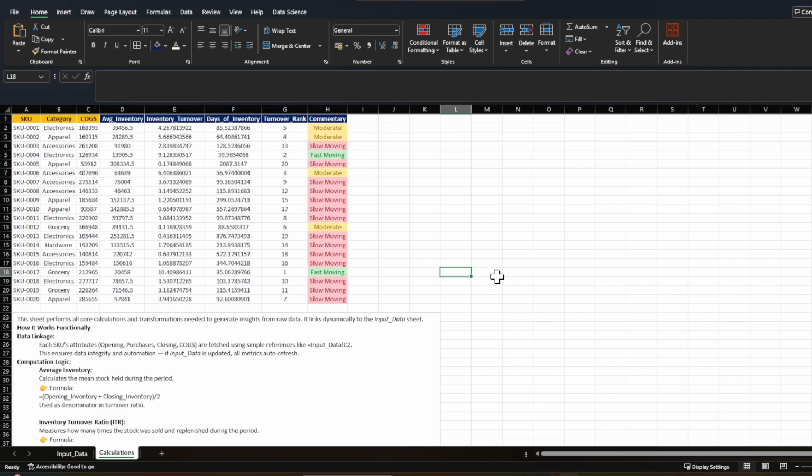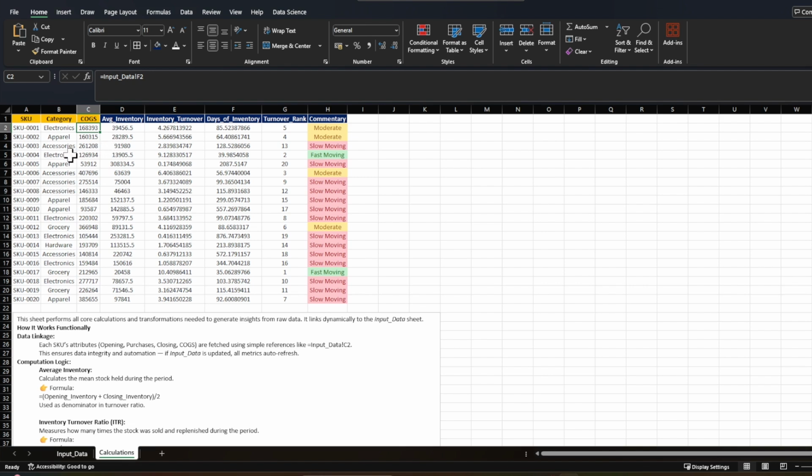So this is the calculation sheet, and it's very simple. There is not much which we have to do, but yes, all the yellow ones are the input data which we are getting from the input data sheet. This sheet performs all the core calculation and the transformation needed to generate insight from the raw data. Everything in this sheet is linked to the input data sheet, which is the earlier one.